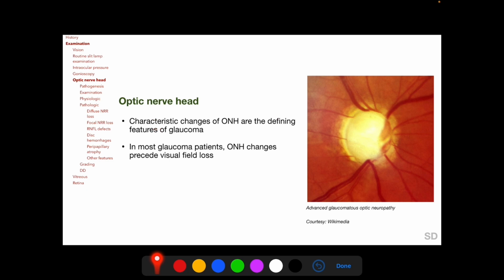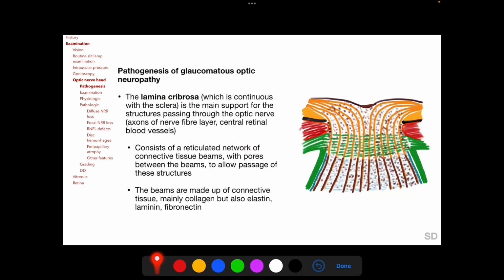Characteristic changes of the optic nerve head are the defining features of glaucoma, and in most glaucoma patients, the optic nerve head changes precede visual field loss. Before we go into examination of the optic nerve head, we will discuss the pathogenesis of glaucomatous optic neuropathy.